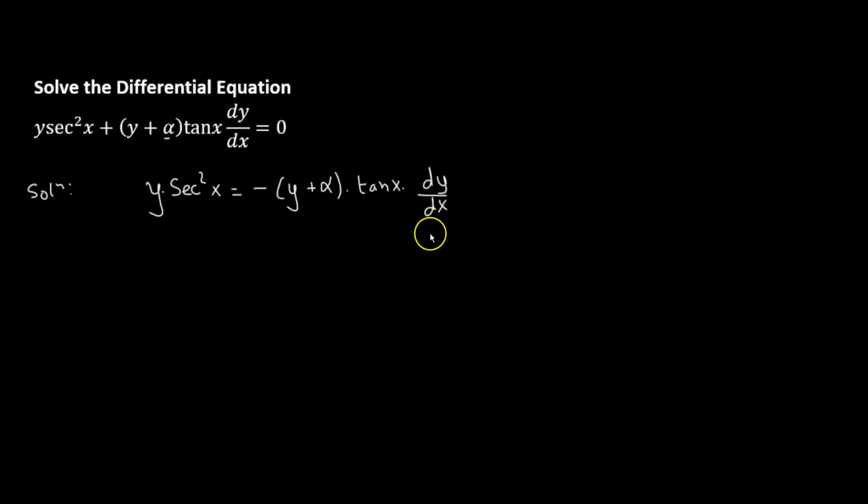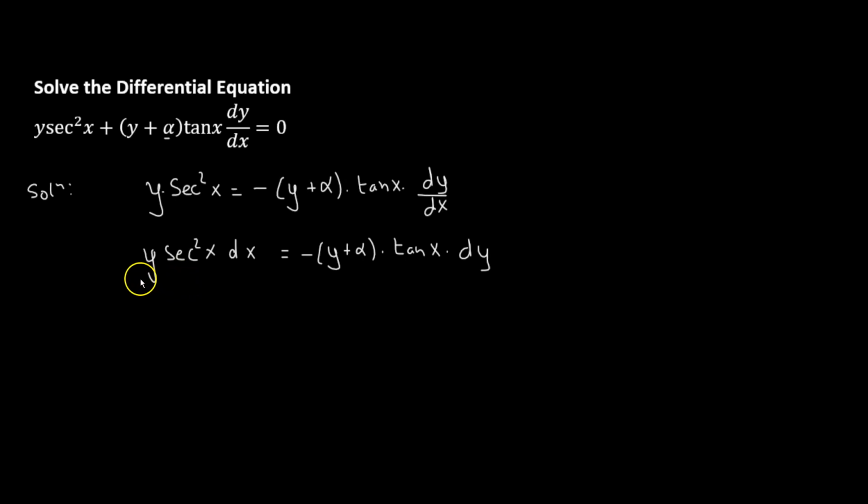So here we have the following differential equation. Alpha here is a constant, so let's begin by separating the differentials. So we have y times secant squared x equals negative y plus alpha times tangent of x times dy over dx. Now we'll multiply throughout with dx. So we have y times secant squared x times dx equals negative y plus alpha times tangent of x times dy.